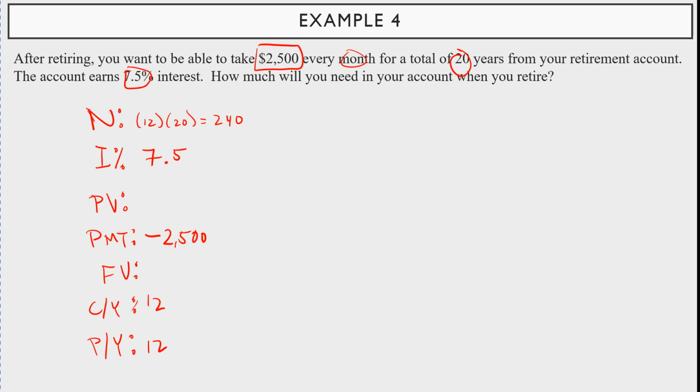So here's the thing. This is where it gets a little weird. You have to figure out, are you solving for present value or for future value? Here's the giveaway. How much will you need in your account when you go to retire? Well, let me ask you this. After 20 years, you want your account to be depleted, right? You want your account to be $0. So that means way in the future, you want the account to be 0. That means what we're solving for is the present value of the account, how much you need at the start.